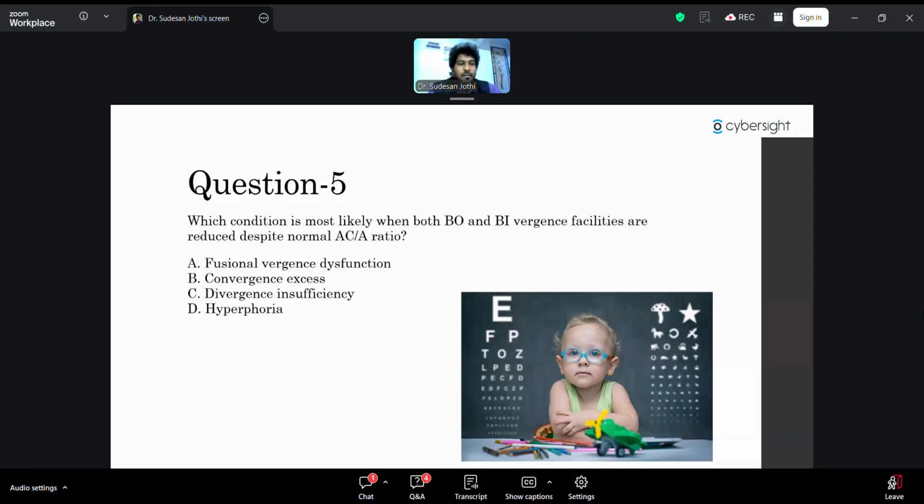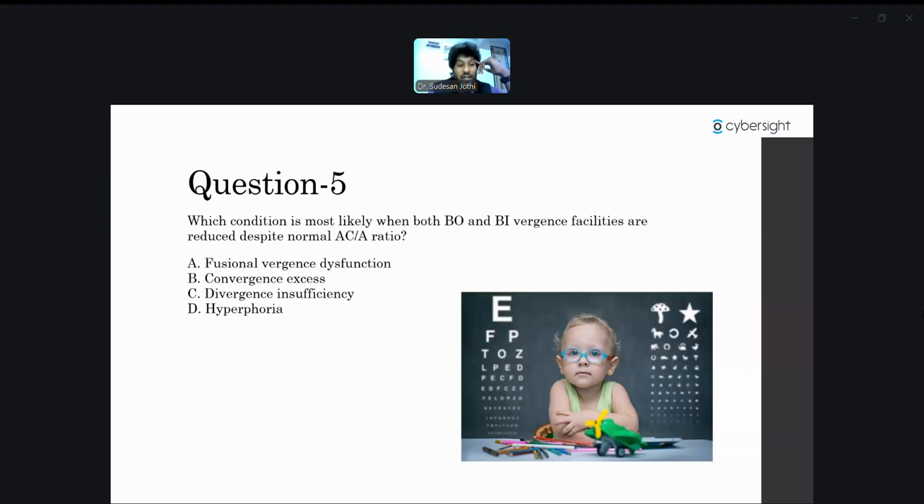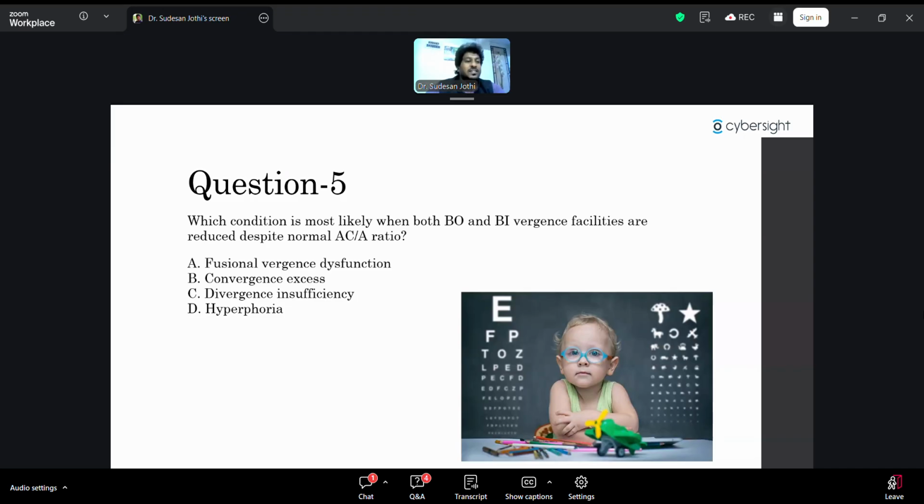And also, I'd like to mention that this is the only condition where both NFV and PFV are low, even though they have a normal AC/A ratio. That's perfect. It's functional vergence dysfunction, right?